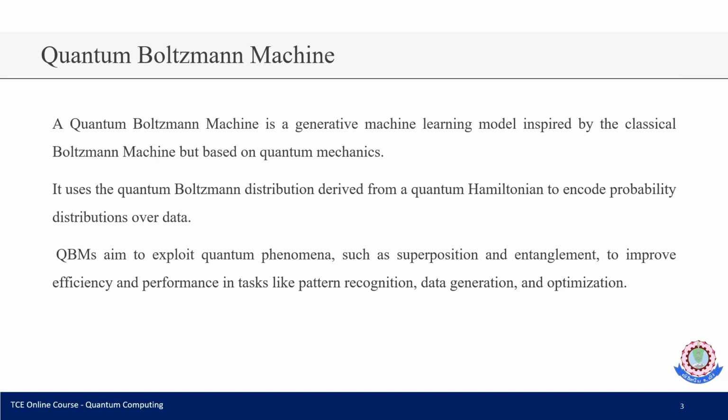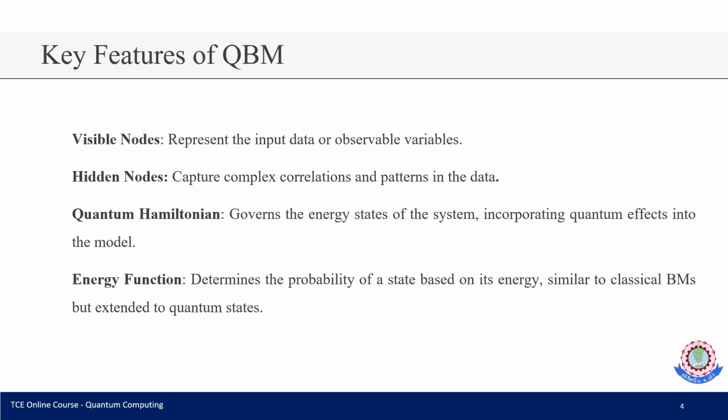The quantum Boltzmann machine is a generative machine learning model inspired by the classical Boltzmann machine, but it is based on quantum mechanics. It uses the quantum Boltzmann distribution derived from the quantum Hamiltonian to encode the probability distribution over the data. QBM aims to exploit quantum phenomena such as superposition and entanglement to improve efficiency and performance in tasks like pattern recognition, data generation and optimization.